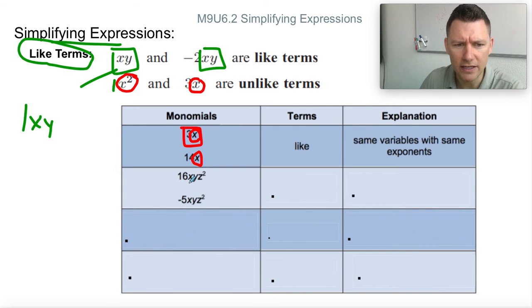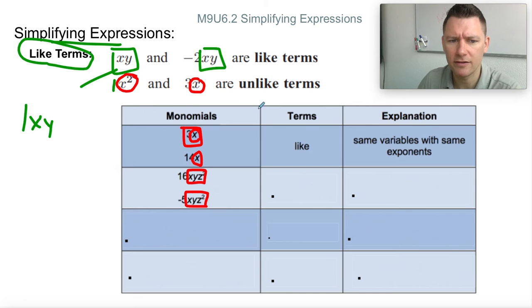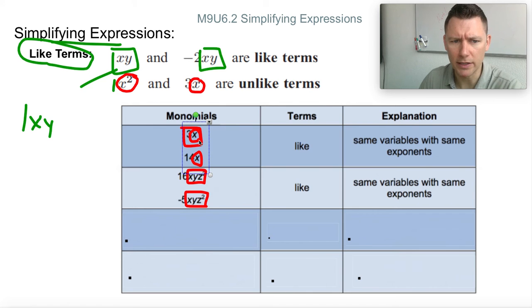This is 16xyz squared and negative 5xyz squared, right? They're monomials. Everything's multiplied together. There's no addition or subtraction. But this piece, the variable set on the back, that's the same. So these are like terms, right? Even if they're uglier than this x and the x, they're still like terms.